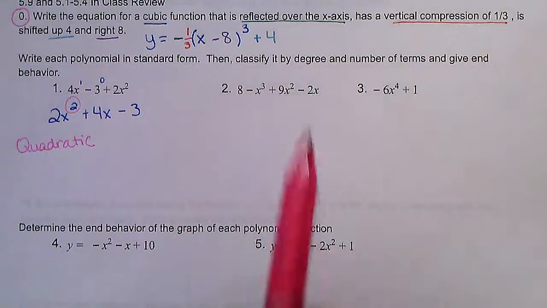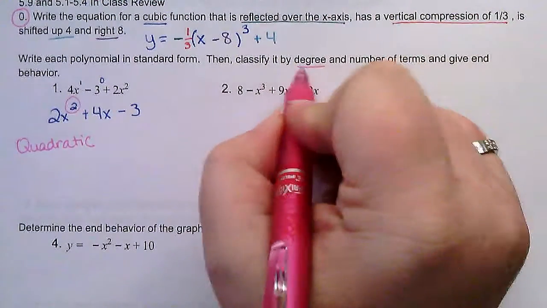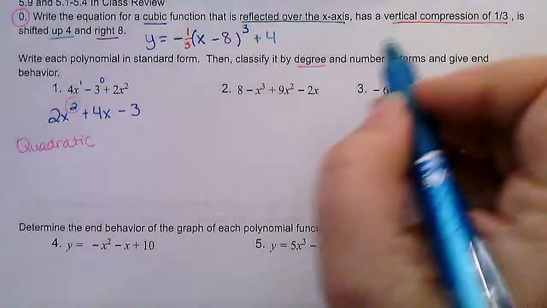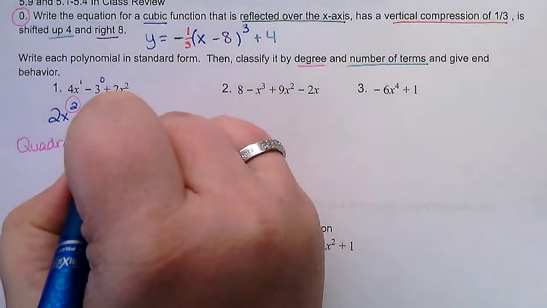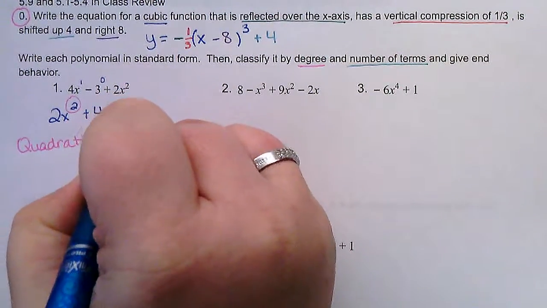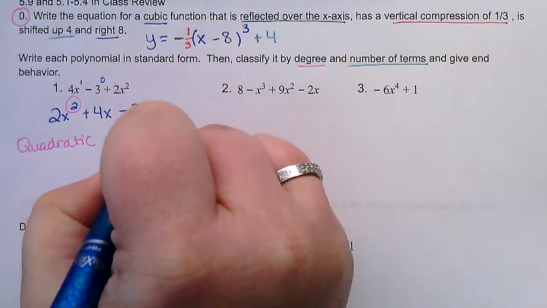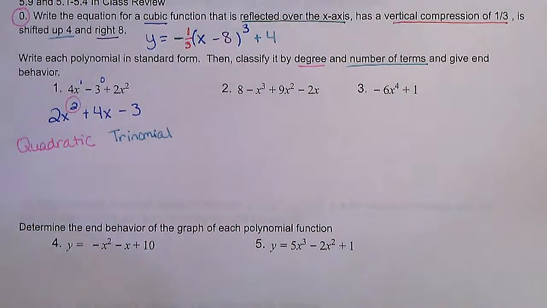And then it says also classify it not just by the degree, but also by the number of terms. So go to the number of terms list, which is still on the back of that front page. And when there are 3 terms, what do we call it? Trinomial. Not try hard, trinomial.